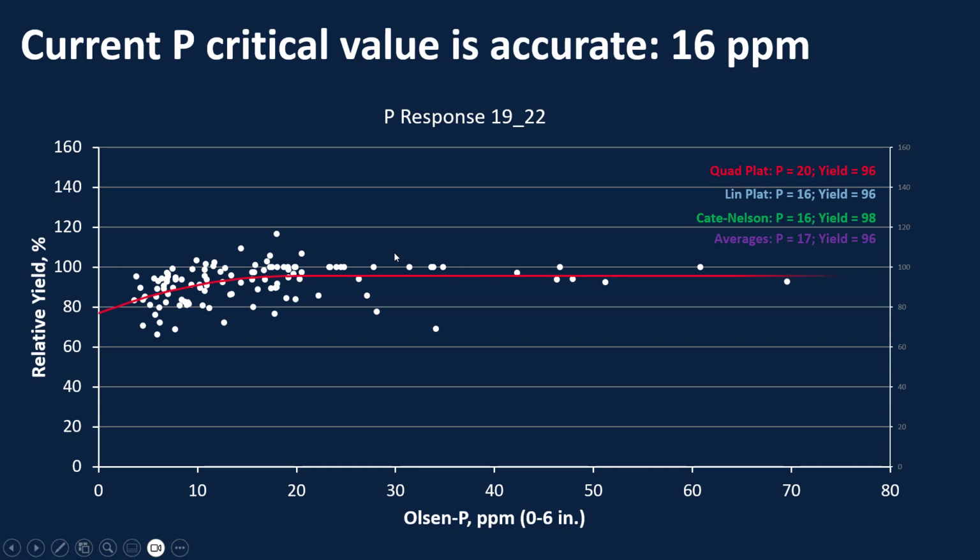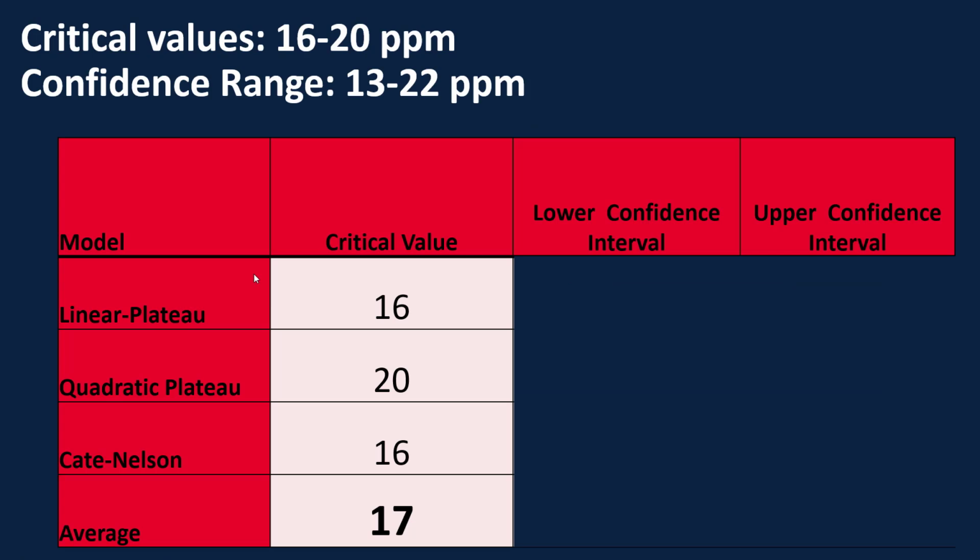Depending on how you draw a line through there, we can see a lot of different spots for that critical value where we're not likely going to see a response. And these are just different lines representing what that could look like. But it's about in here in the 16, 17 area that we're seeing a really low chance of increasing yield. So if we use the different models, it's anywhere between 16 and 20, an average of 17.